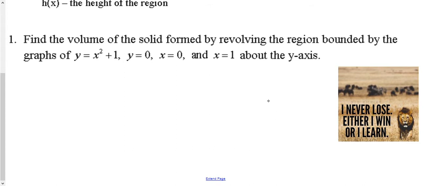Okay? Now, if we do this problem again, maybe I'll just, for illustrative purposes here, I'm going to sketch our region again.